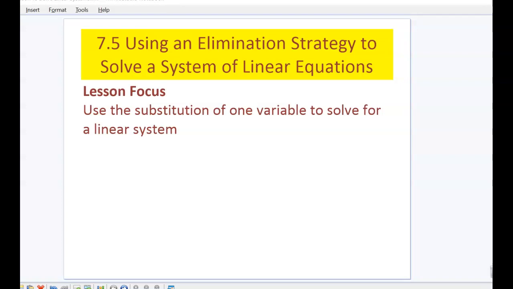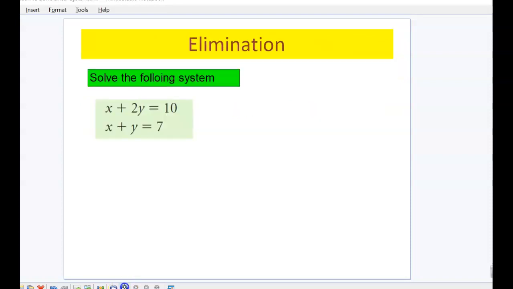In section 7.5, we're going to introduce another strategy called the elimination method to help us solve linear systems. Say we're asked to solve the following linear system. If we're going to use the method of elimination, we always want to line up our linear system so that our x terms line up under our x's, our y's under our y's, our equal signs, and our constants.